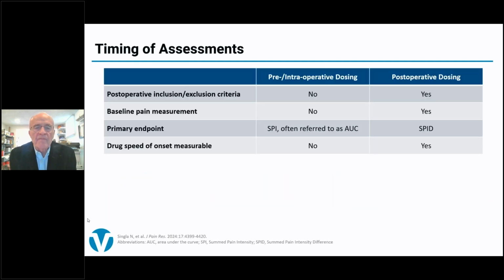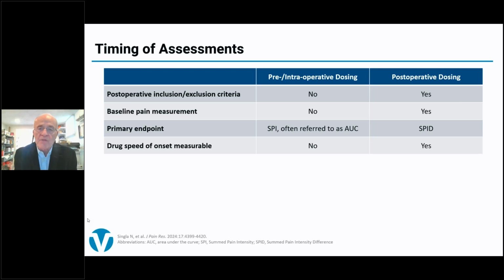So the timing of assessments, I've alluded to this already. If it's a pre or intraoperative dosing, you don't do that in the inclusion-exclusion criteria here. It's really postoperative dosing there. And the baseline assessment, there is none for pre and intraoperative dosing. Primary endpoints here are some pain intensity, but not a difference, not SPID, and that's the same thing as an AUC. So it's the amount of pain that someone's experiencing from whatever time you choose to begin until the end, and you do that in comparison to the placebo or an active comparator.